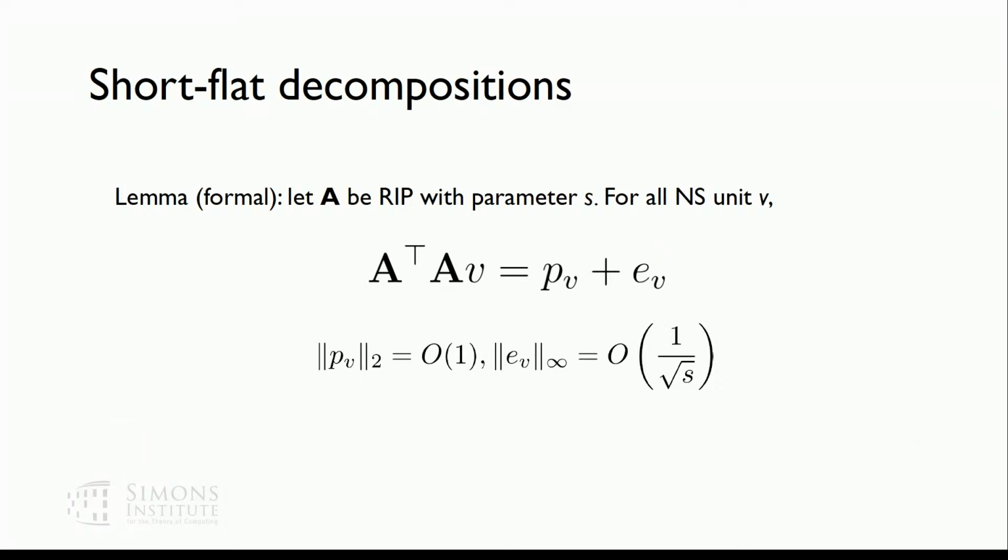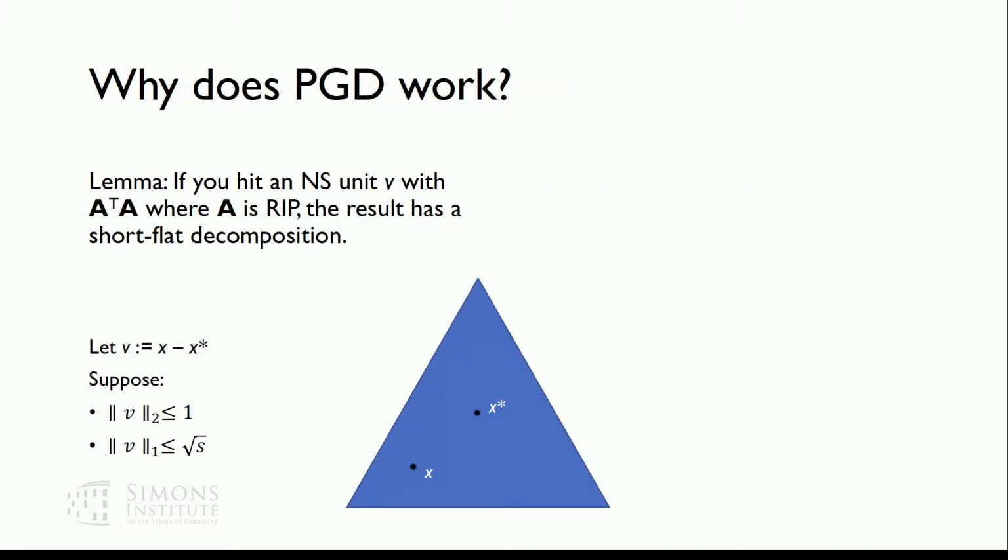A little more formally, here's the statement. If you have an RIP matrix A with parameter s, and you hit v with A transpose A, there exists a short flat decomposition of the result. There exists a decomposition into P_v and E_v. P is the progress direction, and its L2 norm is bounded by roughly what v was. E is the error direction, but it's L infinity bounded. And this will let us quantify the effect of L1 projection.